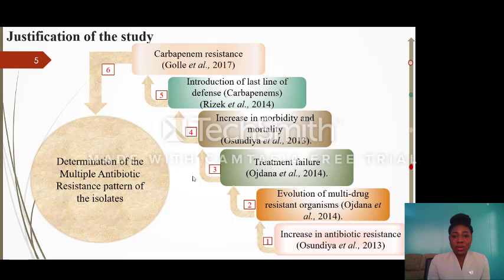This brought about the introduction of the last line of defense of antibiotics, which are the carbapenem group of antibiotics. Unfortunately, Gold et al. 2017, among other researchers, have reported resistance to the carbapenem group of antibiotics, which are supposed to be the last resort antibiotics for the treatment of these infections. It is therefore imperative to determine the multiple antibiotic resistance pattern and the index of Pseudomonas aeruginosa clinical isolates so as to pose therapeutic measures for the effective treatment of infections caused by Pseudomonas aeruginosa.